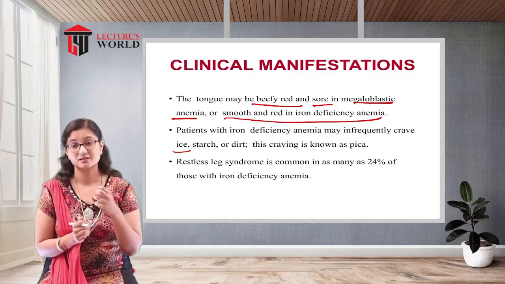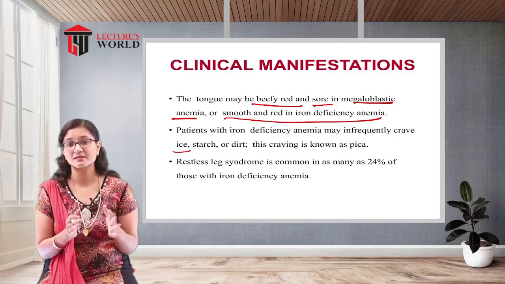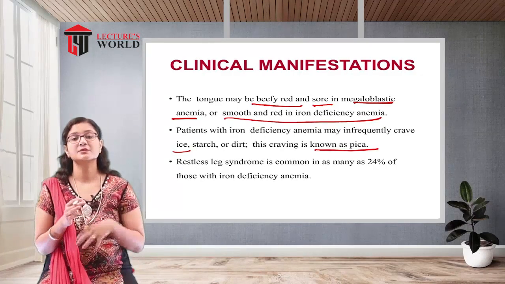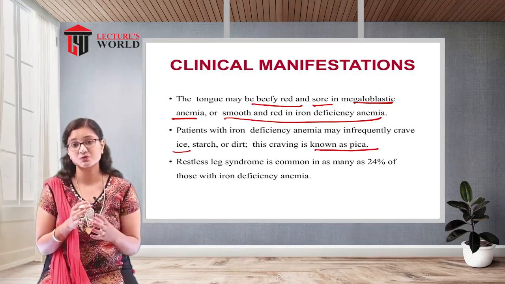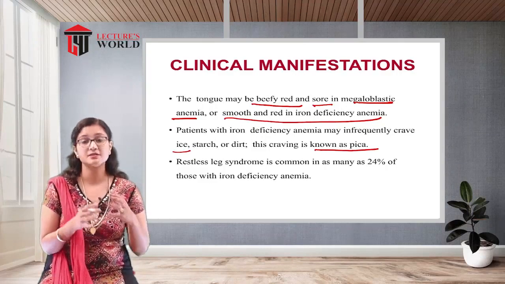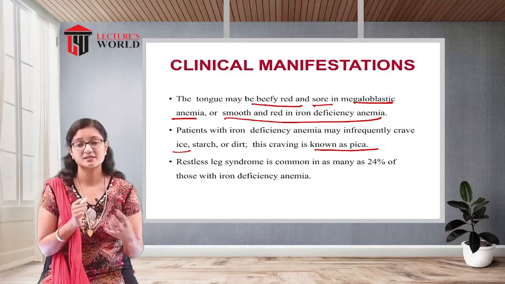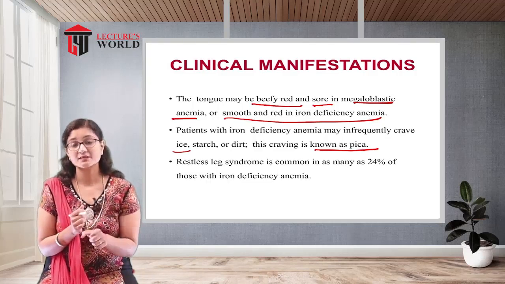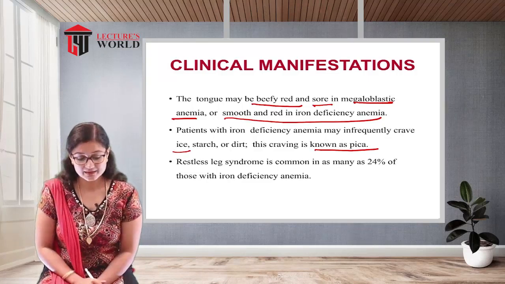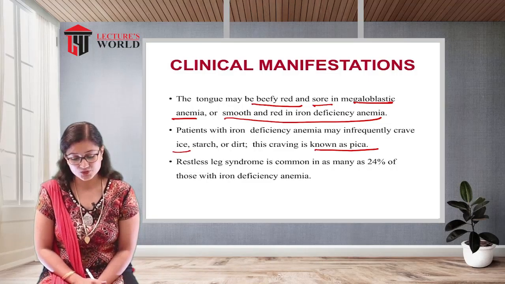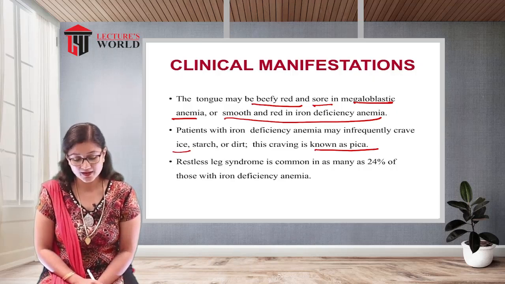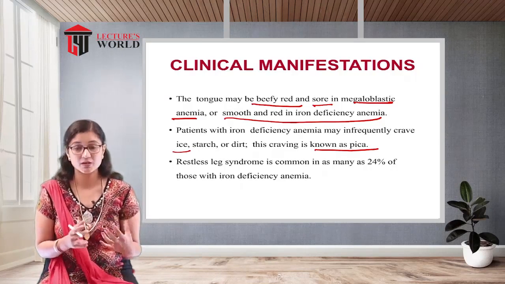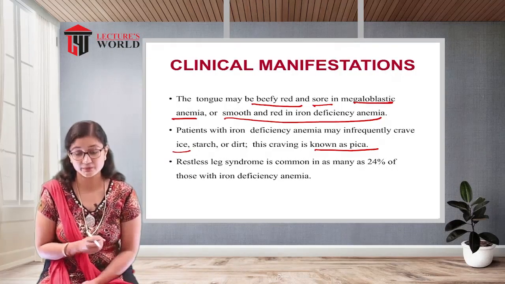They like to eat it, because in iron deficiency anemia this is commonly seen. So we call it pica. This is the clinical manifestation a person shows when suffering with iron deficiency anemia, that is craving for things like dirt, starch or ice, and it is called pica. Restless leg syndrome is common in as many as 24% of those with iron deficiency anemia. Restless leg syndrome may have pain or tingling sensations.